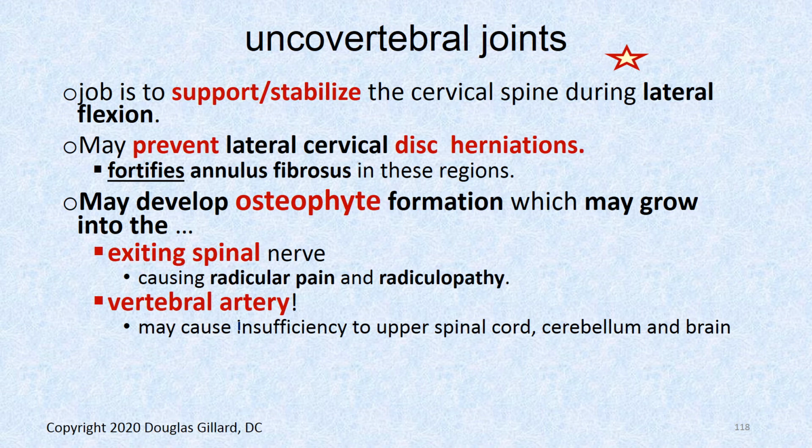What do those little Batman ears do anyway? Well, they support and stabilize the cervical spine during lateral bending. When you bend to the side, right and left, it makes it so the bones aren't going to slip out. You're not going to get a lateral listhesis because of these things. It also prevents far lateral disc herniations because you can't get a disc herniated through there. I mean, you could, but it's pretty unlikely.